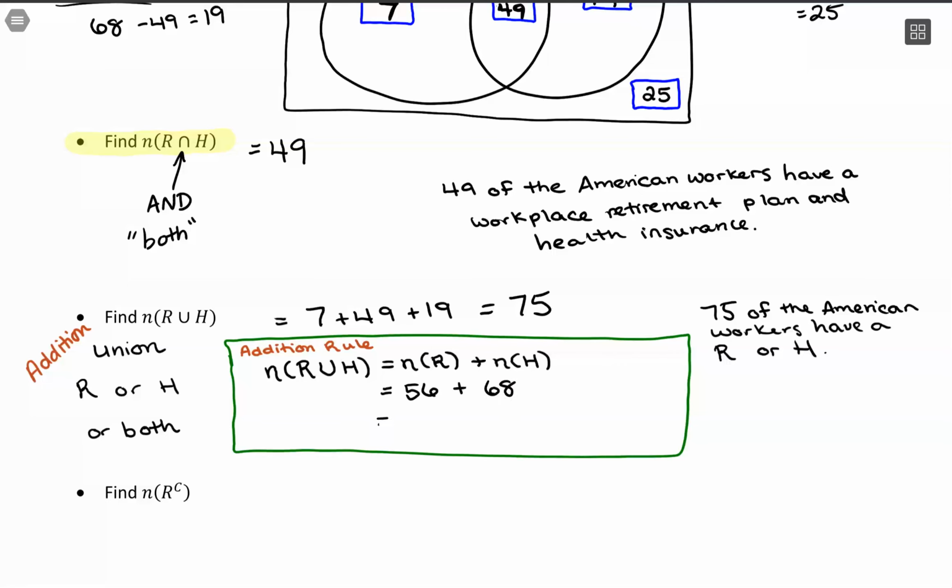However, and I'm going to need to fix this, so hopefully you're not writing in permanent pen if you're writing this down, but if I add those up, 56 plus 68, what you're going to see is 124. But we only surveyed 100 people. It's going too far. It's too large. So we need to adjust it.